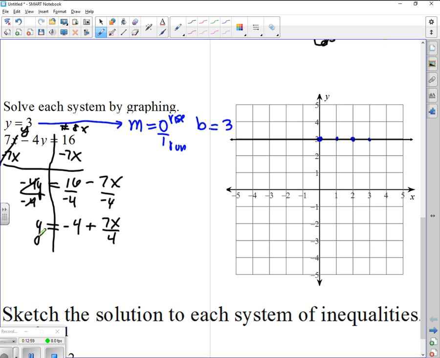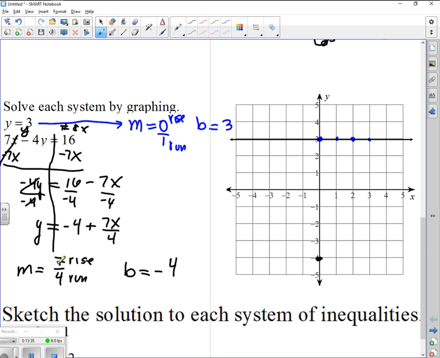So in this case, the y is by itself already, so I know the m. The m is the number that's right next to the x, so that means 7 divided by 4. Remember, this is the rise, and this is the run. And the y-intercept is the number that's all by itself, which is negative 4. So first grab the y-intercept. I need negative 4. That'll be right about here.